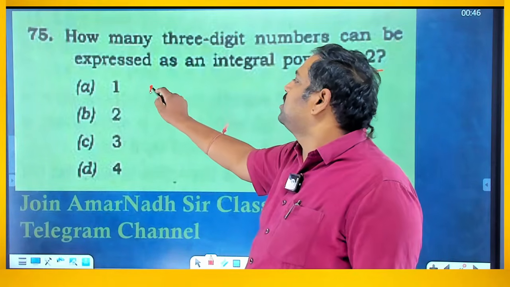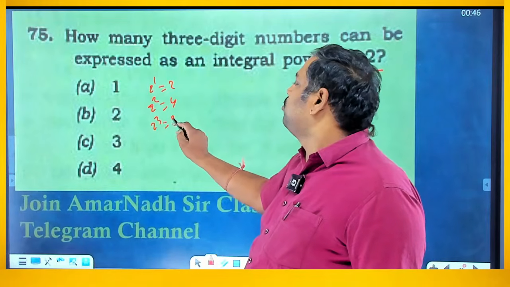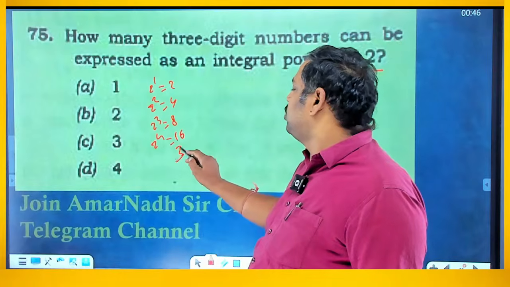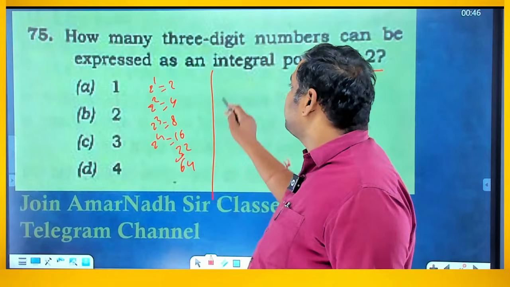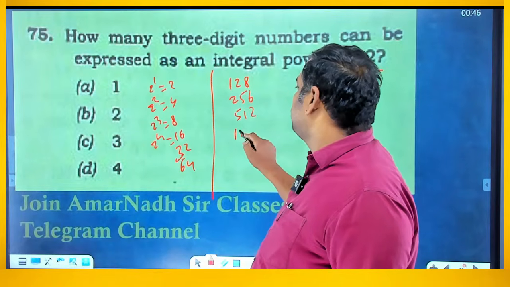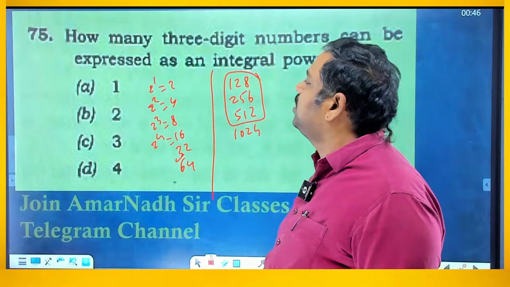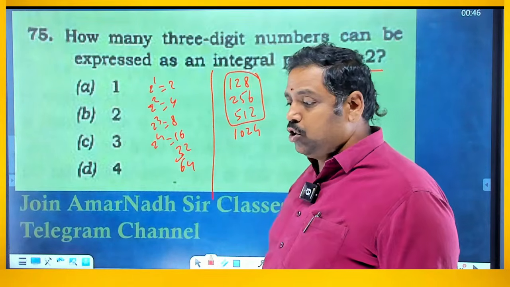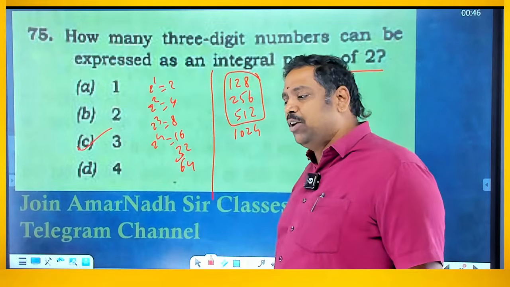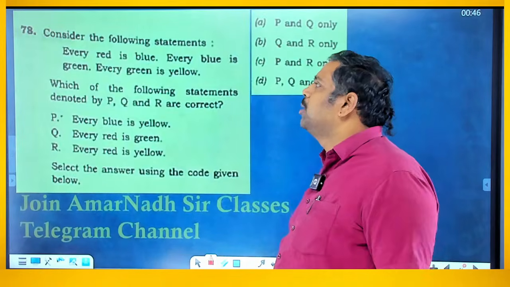If you observe the powers of 2, 2 power 1 is 2. 2 square is 4, 2 cube is 8, 2 power 4 is 16, next one is 32, next one is 64, next one is 128, next one is 256, next one is 512, next one is 1024. So these three are 3-digit numbers, right? With higher powers of 2, it goes beyond. So how many numbers are there? 3 numbers. That's it. There ends the game. If you know the values, it's much easier. If you don't know, still you have to know.